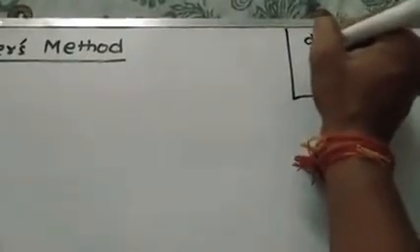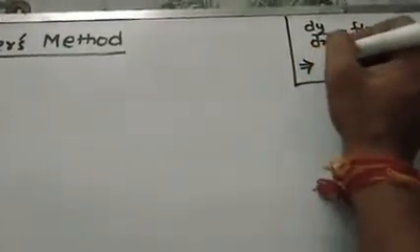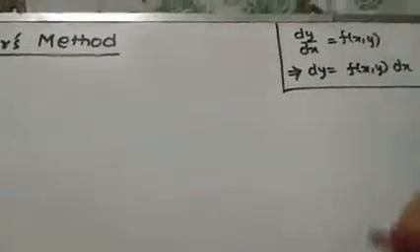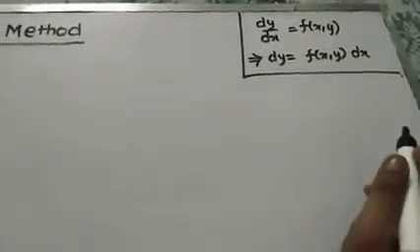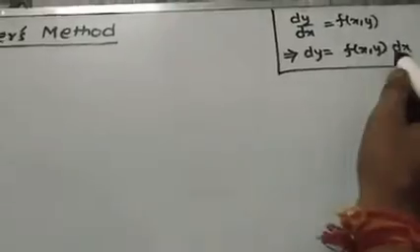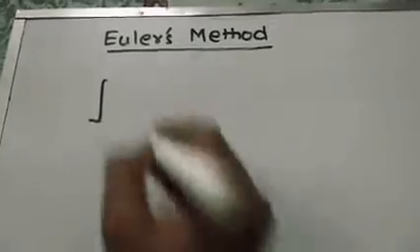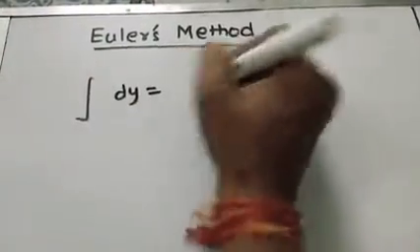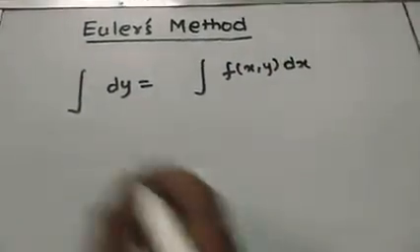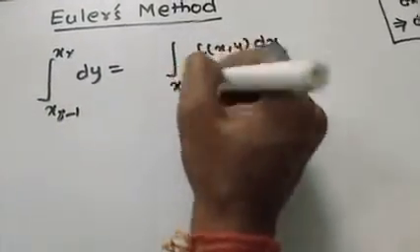What was it? First equation number 1, dy by dx equals f of xy, this is given to you. So what we can write, dy equals f of xy into dx. We can transfer this dx to that side. So now we will integrate this. After that you have to write like that, integration dy, and that side integration f of xy dx. And what was the range? Range was xr minus 1 to xr.